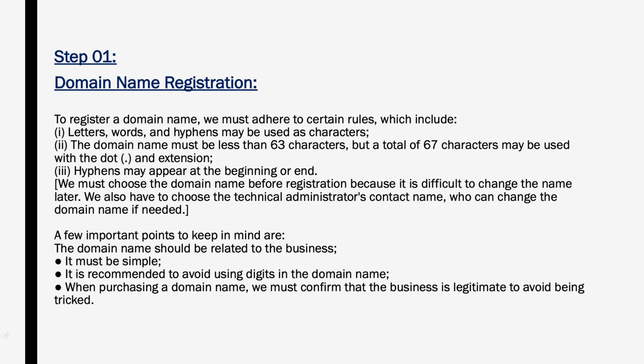We must choose the domain name before registration because it is difficult to change the name later. We also have to choose the technical administrator's contact name, who can change the domain name if needed. A few important points to keep in mind are: the domain name should be related to the business. It must be simple. It is recommended to avoid using digits in the domain name. When purchasing a domain name, we must confirm that the business is legitimate to avoid being tricked.